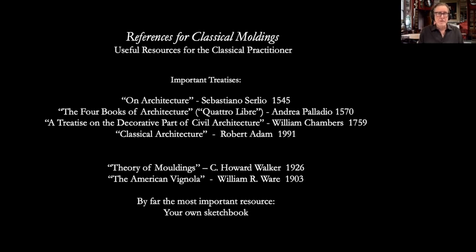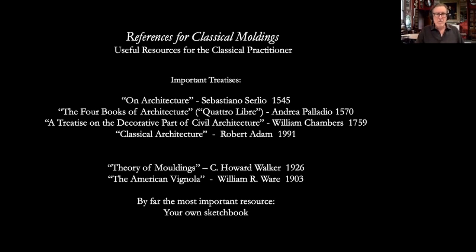Chambers' Treatise on the Decorative Part of Civil Architecture is really a wonderful book. It's filled with beautiful engraved plates on all of the elements of classical architecture, but it's particularly good on small scale elements. That's why I go to Chambers, for things like doors and windows and fireplaces. And of course, at that scale, it includes a lot of interesting detail on moldings. So I recommend Chambers highly.